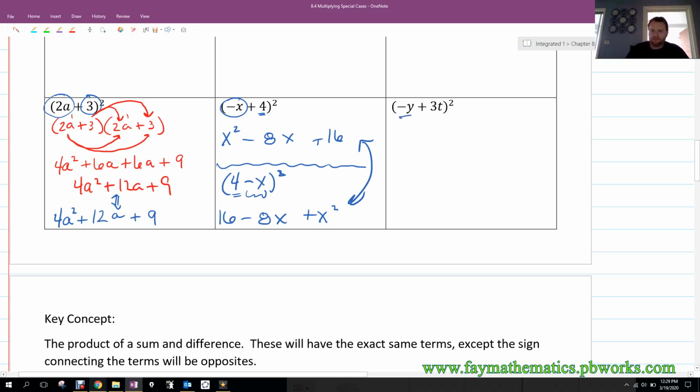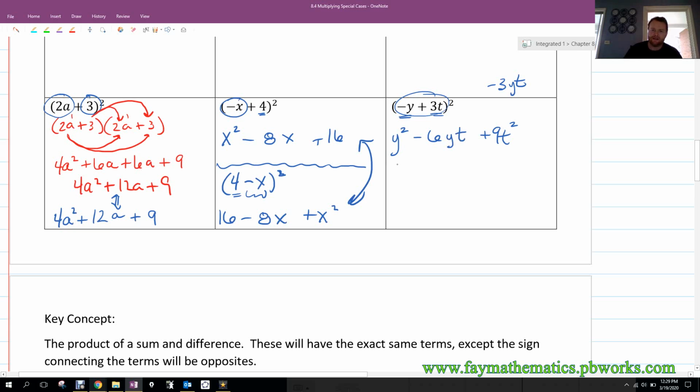Do the next one. This is probably the hardest one on here because of the multiple variables, but it shouldn't really be a big issue. Negative y times negative y gives me positive y squared. I'm going to square this last one, so 3 squared is 9. t squared will be that. Now multiply these together. You get negative 3yt. And now you're going to double that, so it gives you negative 6yt.